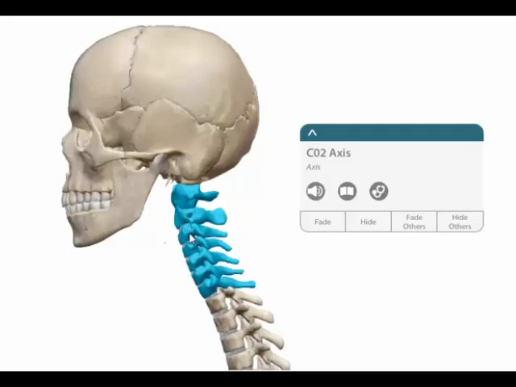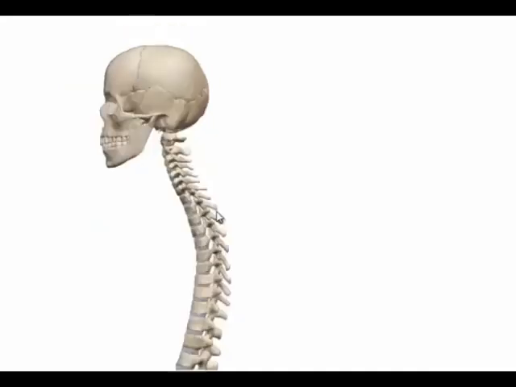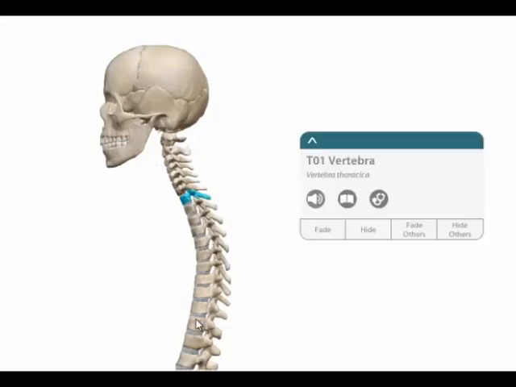The remainder of the vertebrae of the cervical region from C3 down to C7 are linked by the discs of intervening cartilage called the intervertebral discs. These allow movement of the head and bending and twisting of the neck. The next region of the spine is the thoracic region. This region is made up of 12 vertebrae from T1 all the way down to T12.